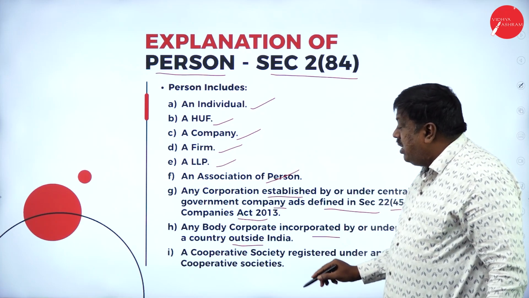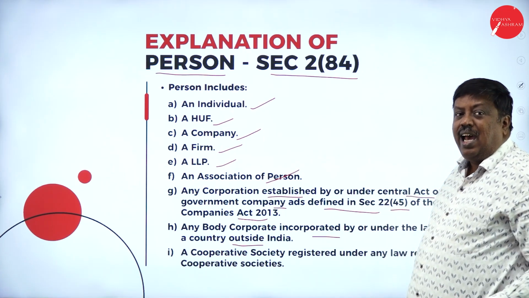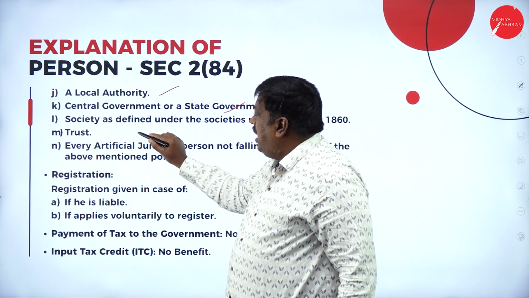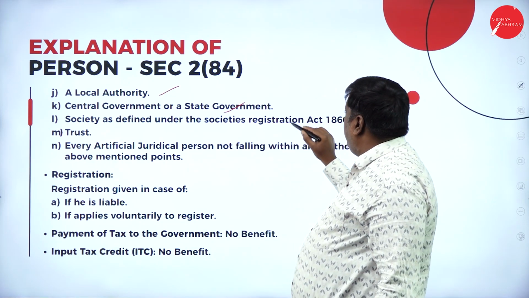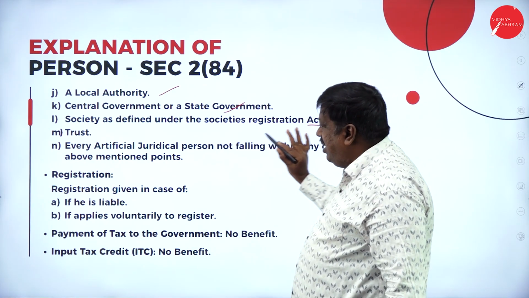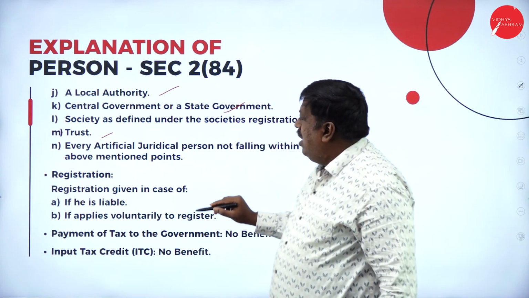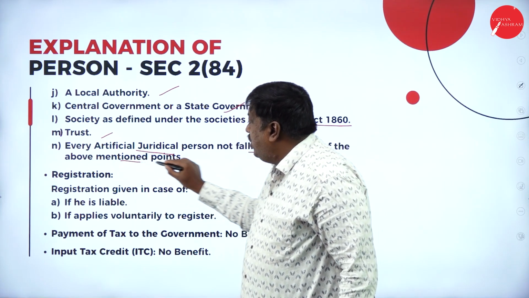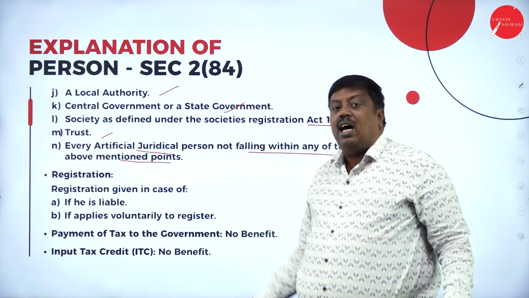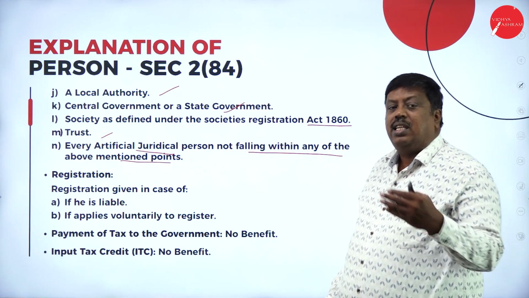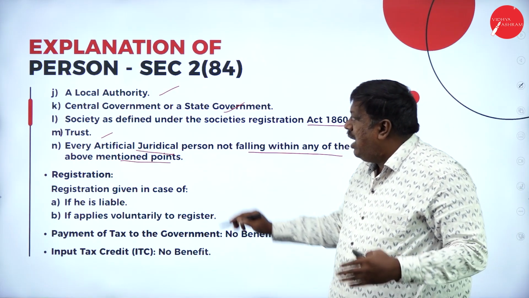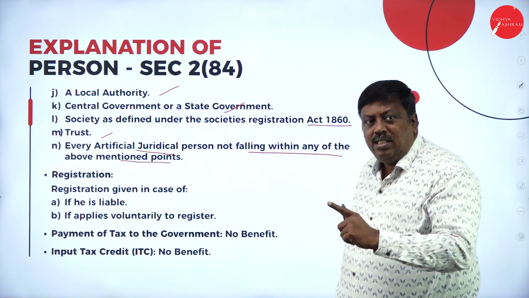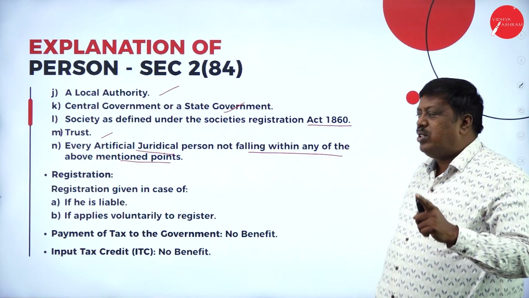Any cooperative society registered as per the Cooperative Society Act, a local authority, central government or state government, a society as defined under the Societies Registration Act of 1860, any trust, every artificial juridical person not falling within any of the above mentioned points. Leaving this, if any other artificial juridical persons are there, they come under this category, and these people are treated as a person according to Section 2, Subclause 84.